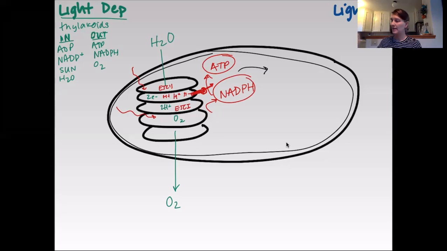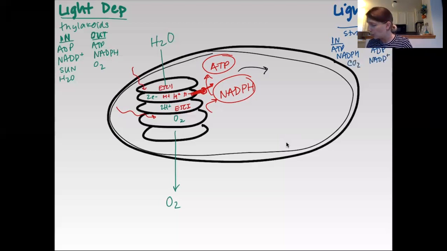In the light independent reactions, this is going to happen in the stroma, right? What we're going to see for the ins is we're going to get ATP and NADPH. On the outs, we're going to recycle those to make ADP and NADP plus. We're also going to take carbon dioxide in and we're going to get glucose out, right? So the light independent reactions happen in the stroma.